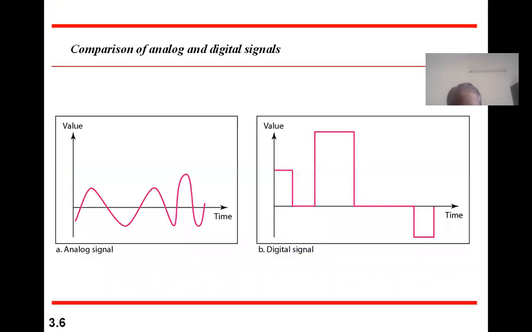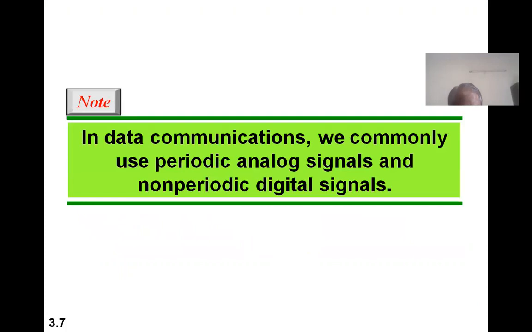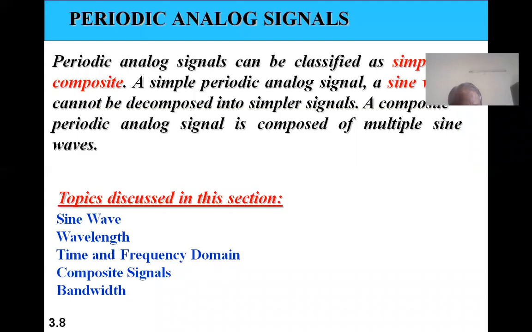This representation is known to all of you. And in data communication, we commonly use the periodic analog signals and non-periodic digital signals. This is what we are going to use in data communication. Now, when it comes to periodic analog signals, they can be classified as simple or composite. A simple periodic analog signal is a sine wave.